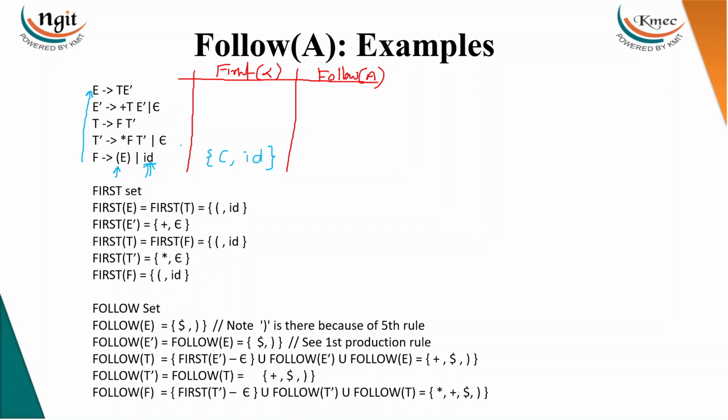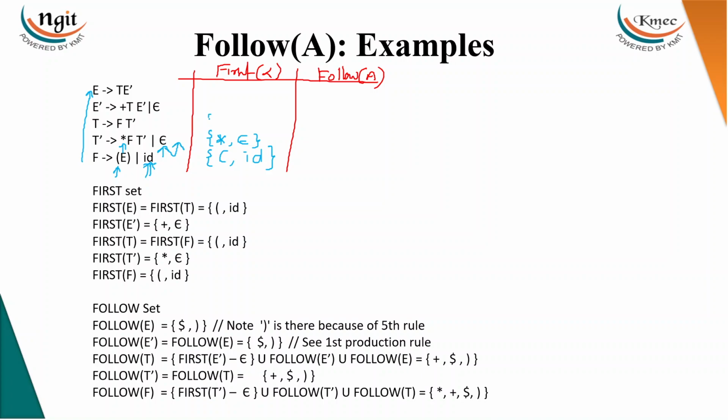In the same way, now I want to find the FIRST of T dash. What is the first symbol here? Star. As it is a terminal, take it. And what is the other first symbol? Epsilon. Remember this: epsilon is the key to go to the next symbol. As there is no symbol, that's the reason I'm taking epsilon. If there were a symbol, then in place of epsilon you would have gone to that symbol.